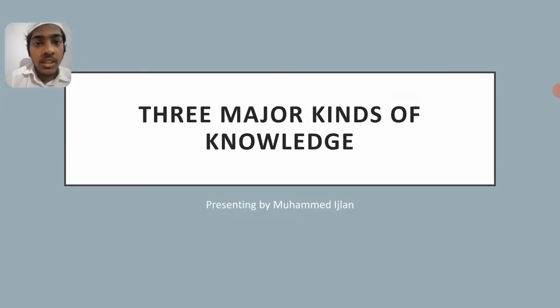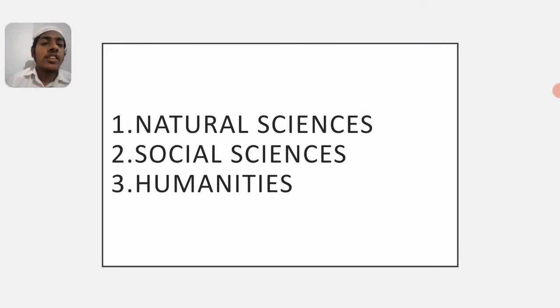Now, in this day, we discuss three major kinds of knowledge. There are natural sciences, social sciences, and humanities. We will discuss these three major kinds of knowledge in this order: first natural science, then social sciences, then humanities. Then we will discuss the differences between social sciences and humanities.